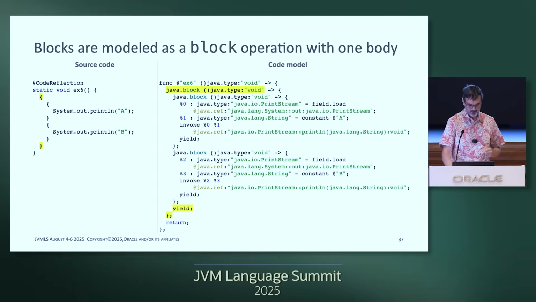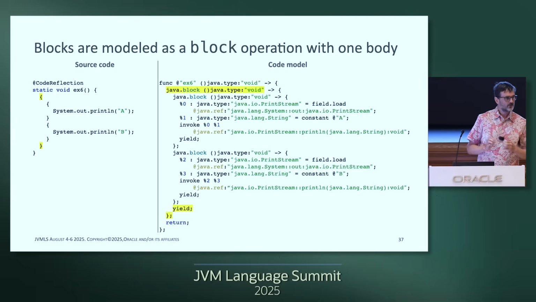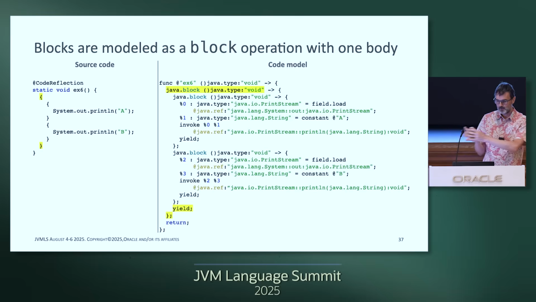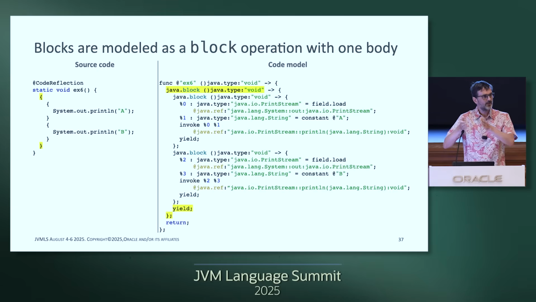Okay, here is something a little different. So I said we model structure. In this example, we got some blocks. We've got one block that contains two blocks, and in each block there's a print statement, printing out A and B. How do we model this in code models? Well, it's a Java block operation, and this block operation contains one body that nests the structure of the code.